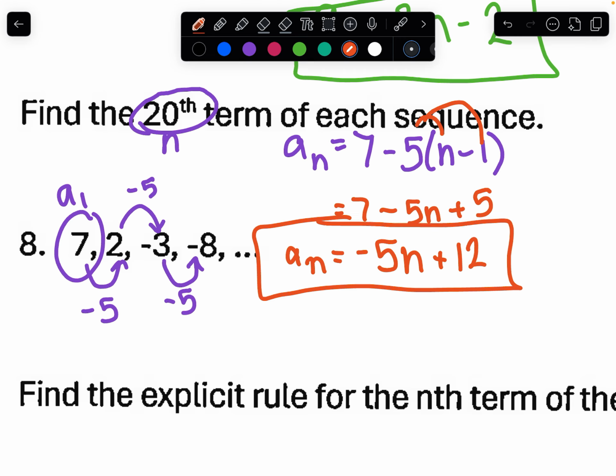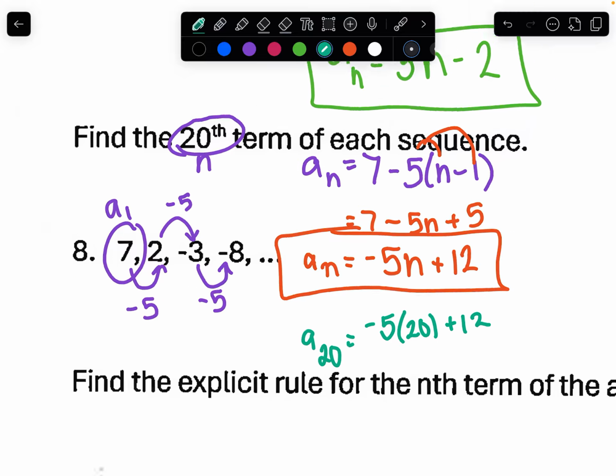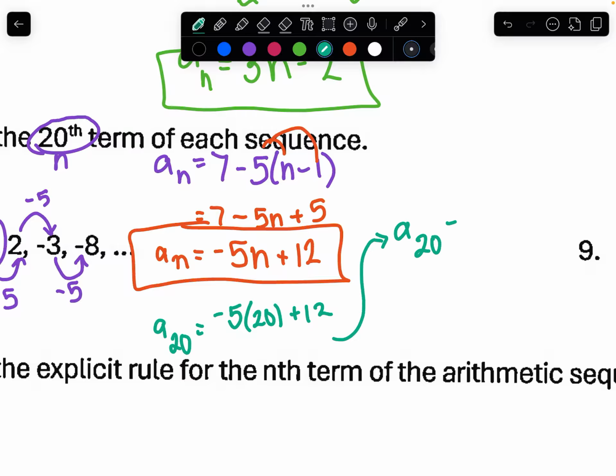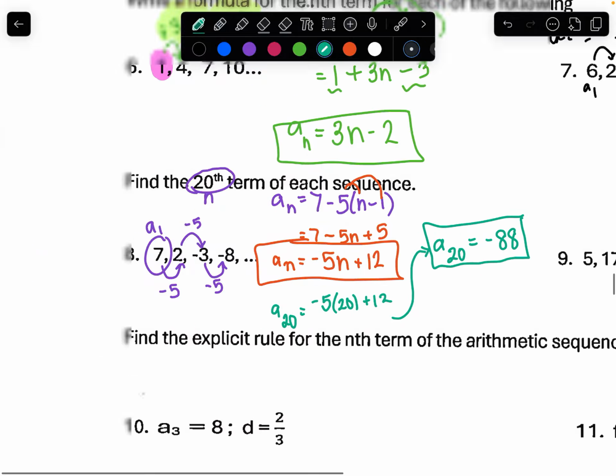You can switch it around to be 12 minus 5n. That is perfectly fine because I'm not asking for it in slope-intercept form. I just write it like this because to me, it just makes more sense. So now we're going to find our 20th term. This means that we are going to be plugging 20 in for n and solving. So we would end up with negative 100 plus 12, which will give us a sub 20 equals negative 88. And that's how we would write it as a math sentence.